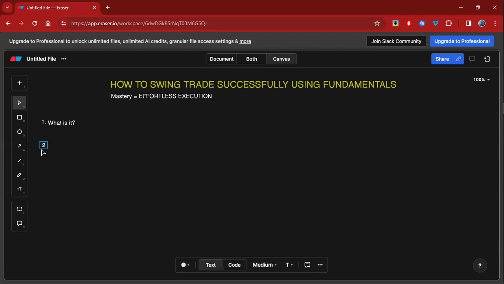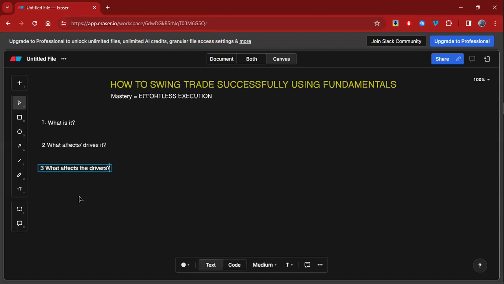And then the second question is, because there's three questions, right? Then the next question is, what drives it? So what affects it, slash drives it. And then the third question is, what affects the drivers?